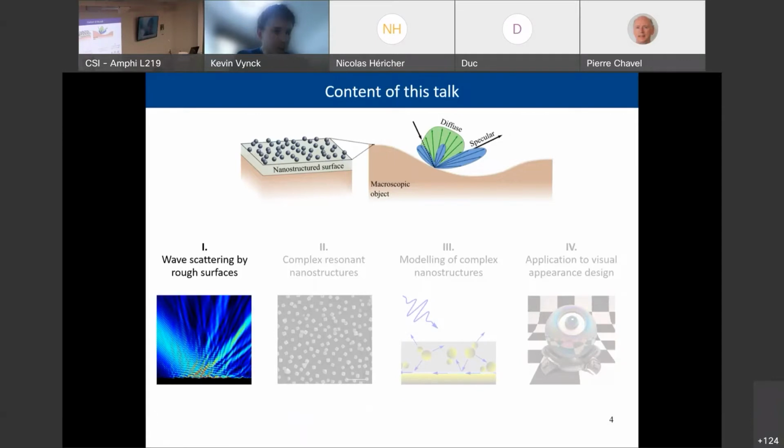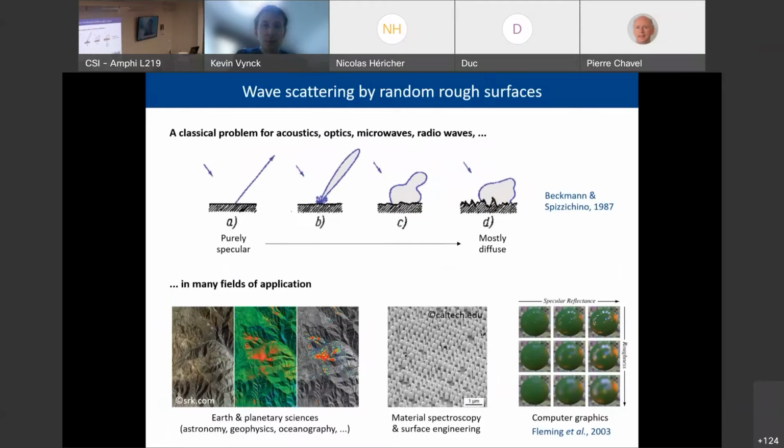So let me start with the first part on wave scattering by rough surfaces. This is a very classical problem for many kinds of waves. It can be in acoustics, optics, microwaves, radio waves, and in many fields of applications, obviously. So the problem is the following. Essentially, we have a surface, we send a wave on this surface, and we are interested in understanding how the surface will reflect light, or it can be also in transmission, but in this presentation, it will be mostly about reflection.